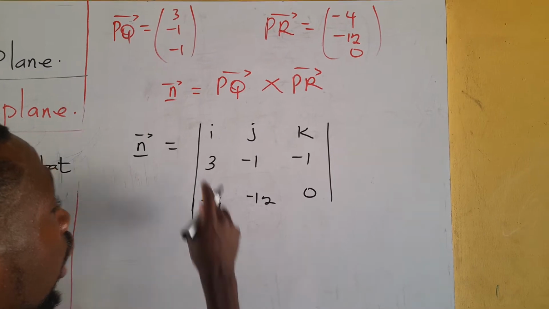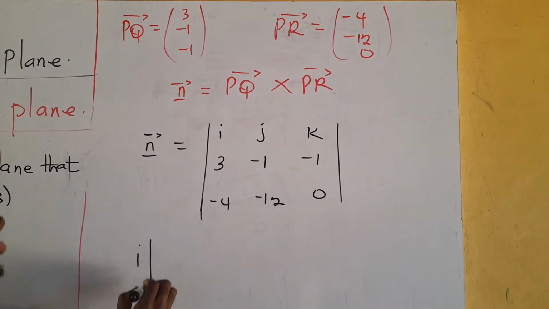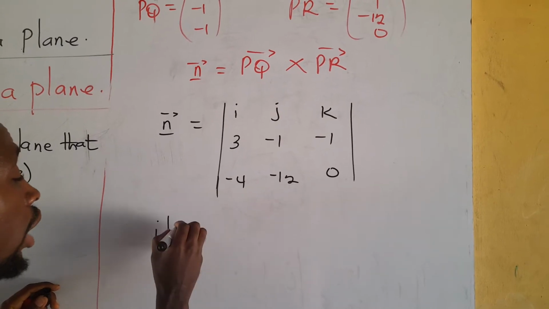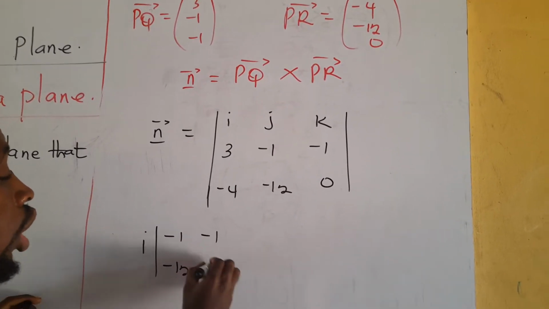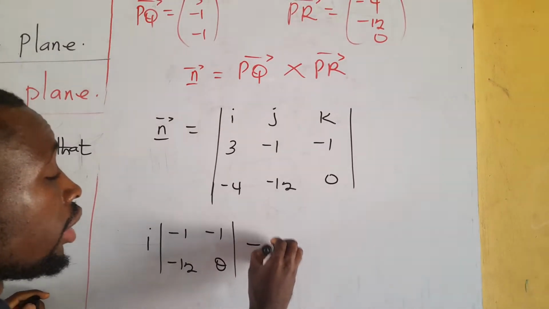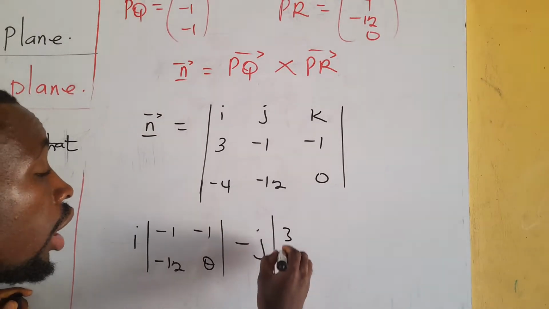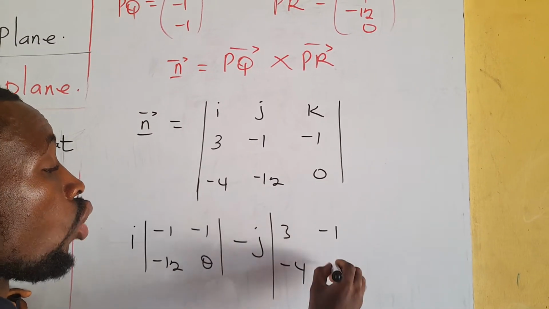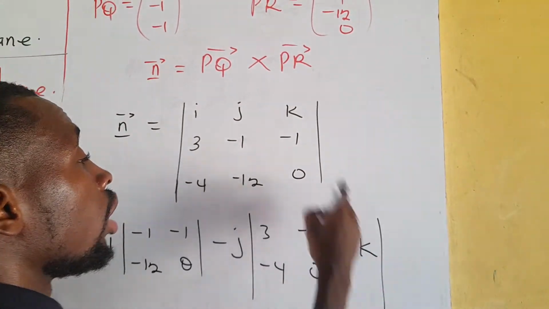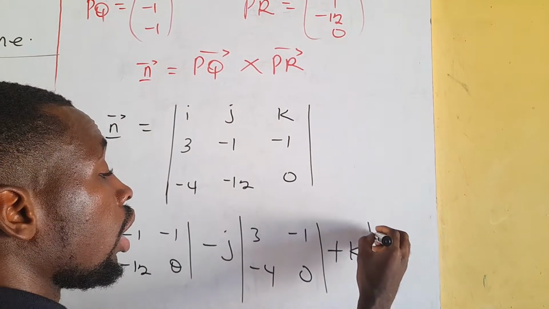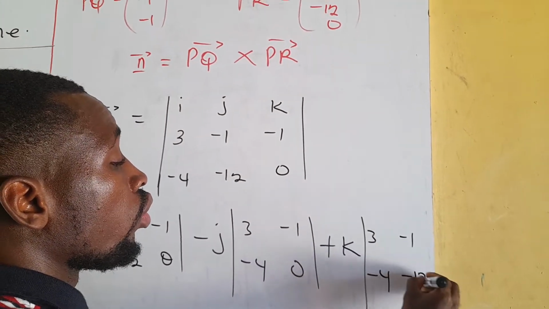How do we do this? I'm going to use the signs plus, minus, plus. So I have i times the determinant of what is not under the i: negative 1, negative 1, negative 12, 0. Then minus j times the determinant of what is not under the j: 3, negative 4, negative 1, 0. Then plus k times the determinant of what is not under the k: 3, negative 4, negative 1, negative 12.